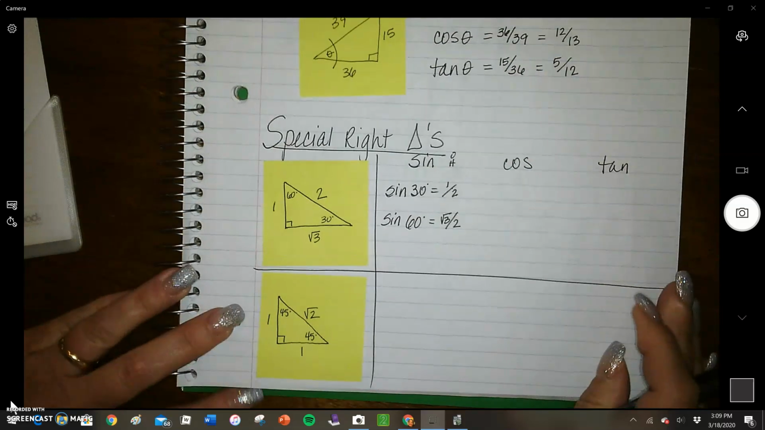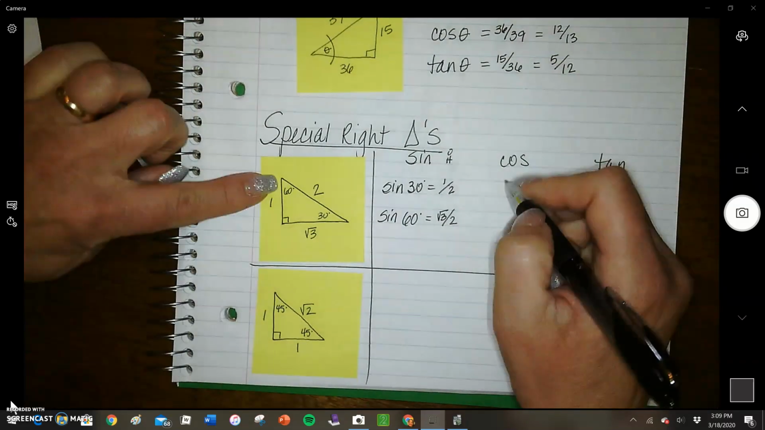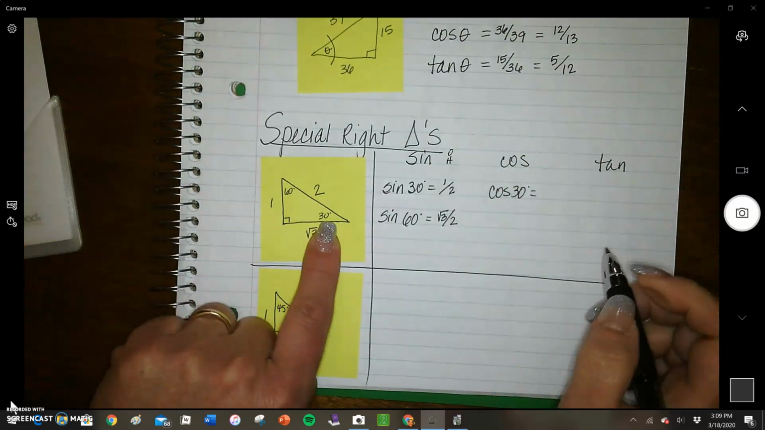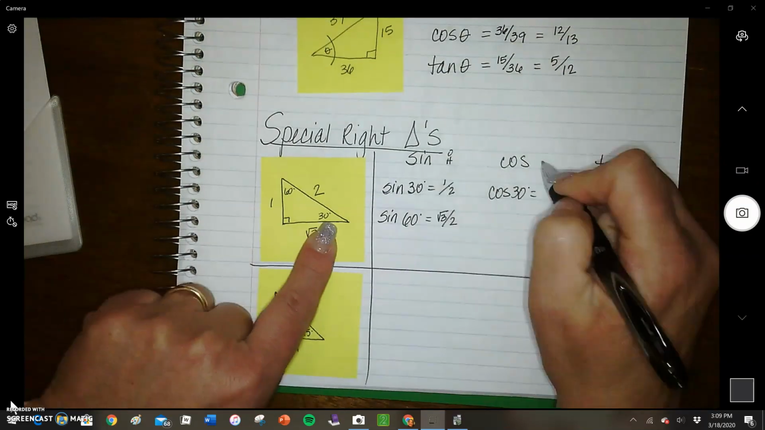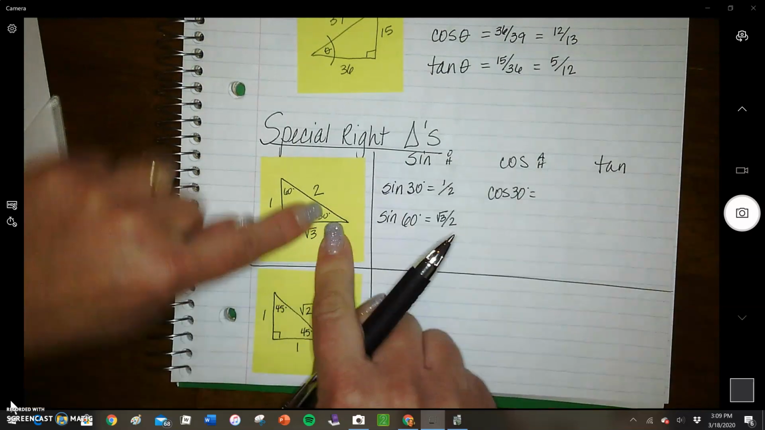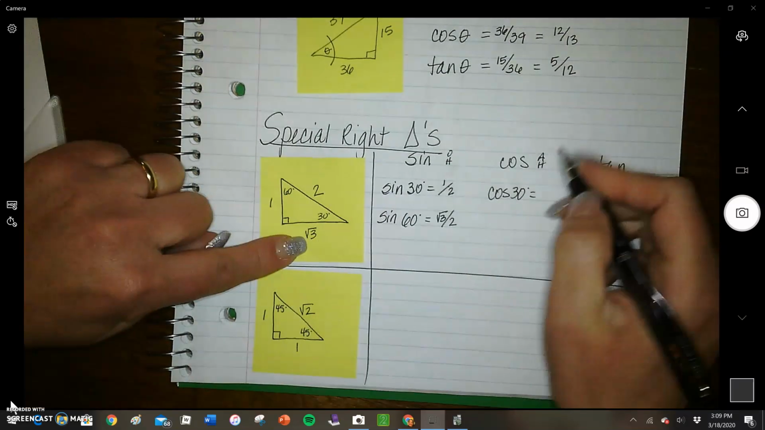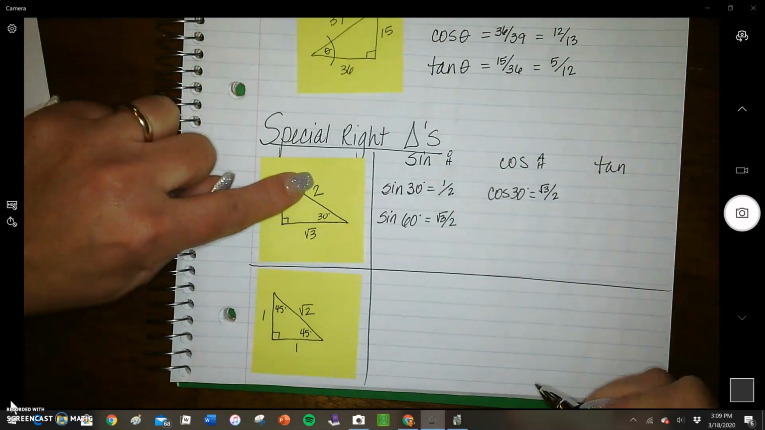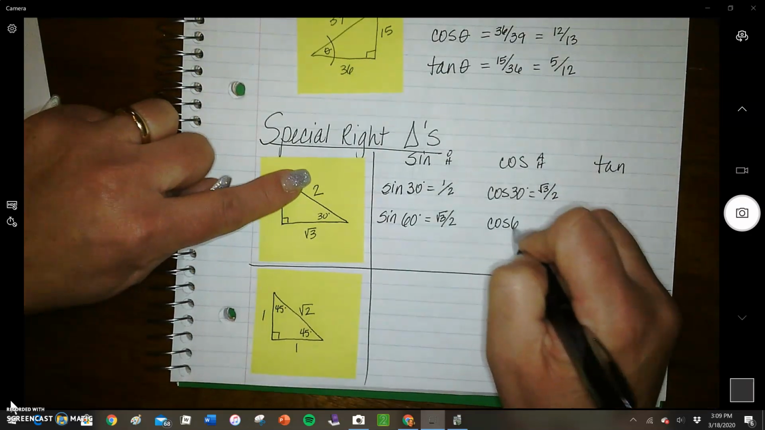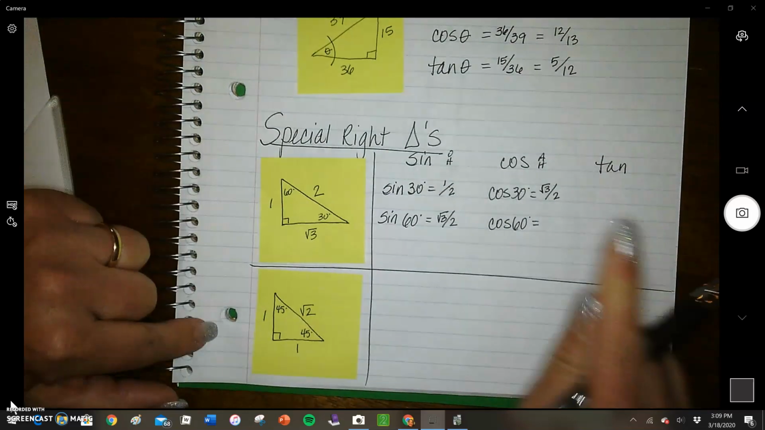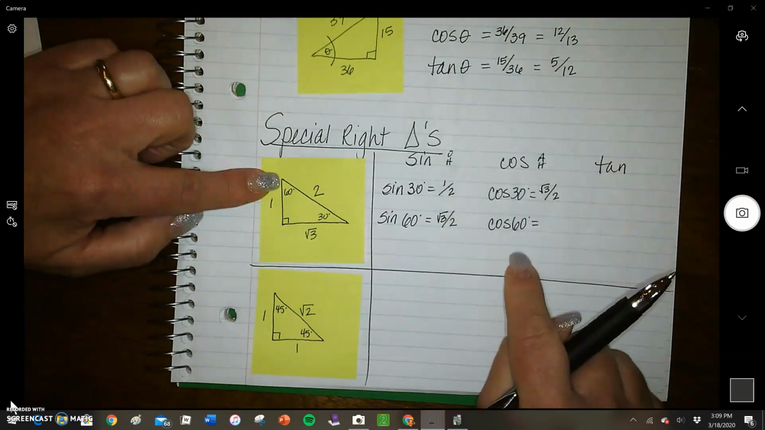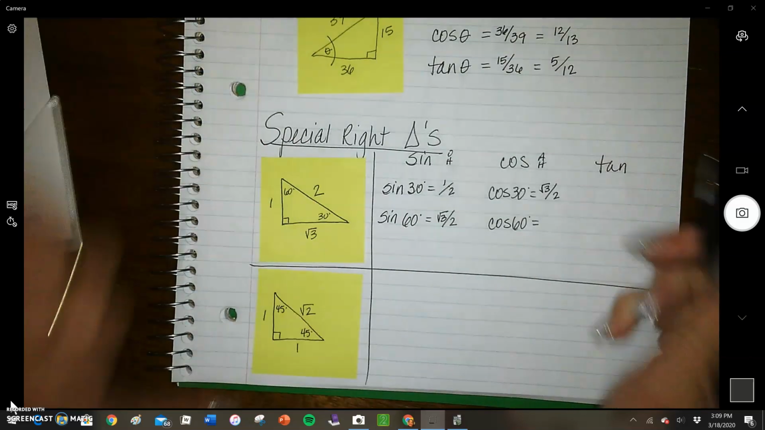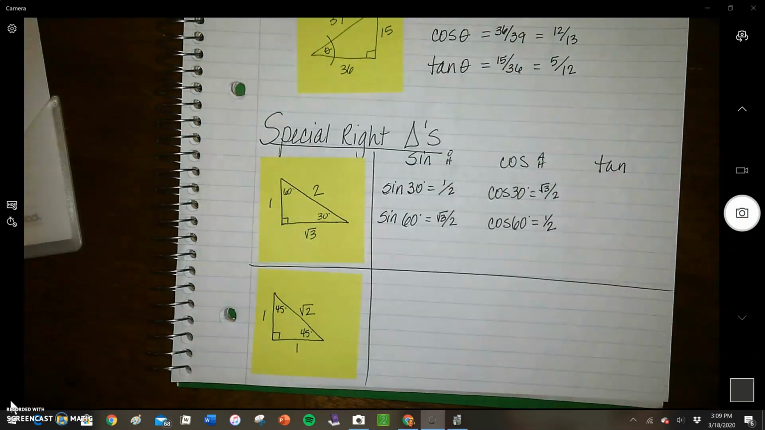If I was doing the cosine, let's do the cosine of 30 degrees. Remember, cosine is adjacent over hypotenuse, and so adjacent from 30 is root 3. Hypotenuse is 2. Cosine of 60 degrees, remember cosine again is adjacent over hypotenuse. If I'm looking at my 60, adjacent would be 1, hypotenuse is 2, and so the cosine is 1/2.